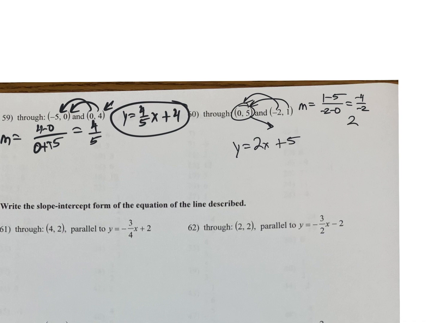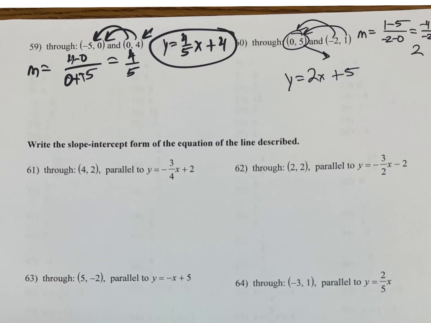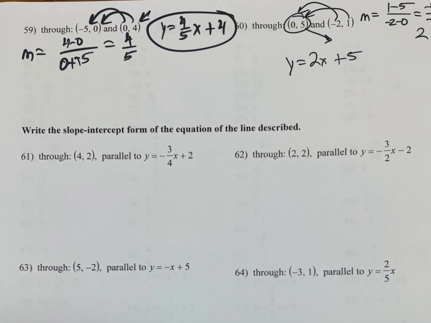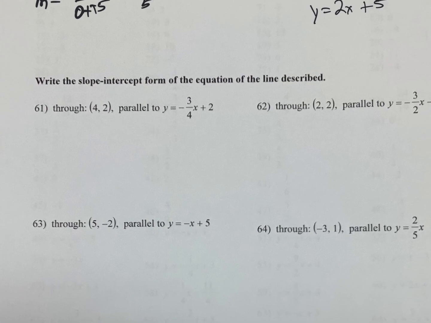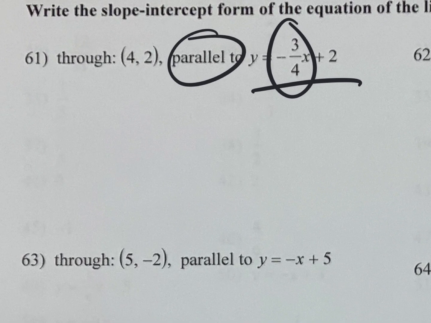All right, and then we finally get to the last problems, which are the most difficult, but at this point, I think you're all good. So let's try it. We want to write the slope-intercept form of the equation of the line described. Parallel to this equation. So that slope is negative 3/4. So what slope are we going to use? Negative 3/4. All right? So y equals negative 3/4.